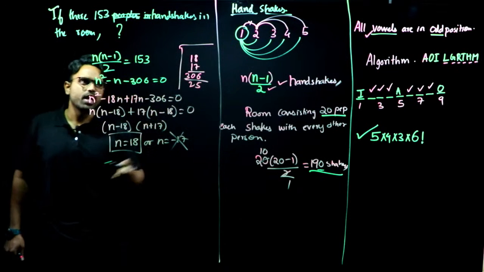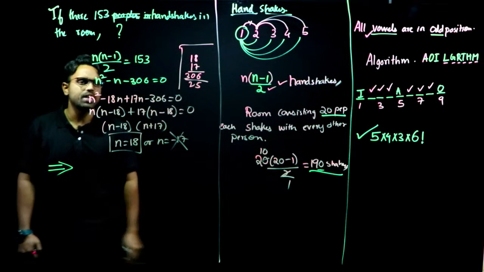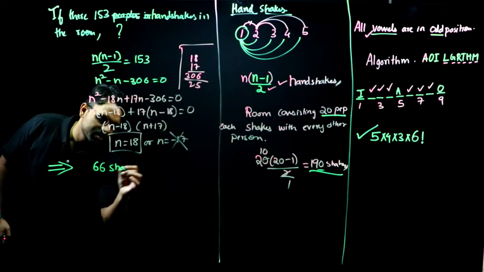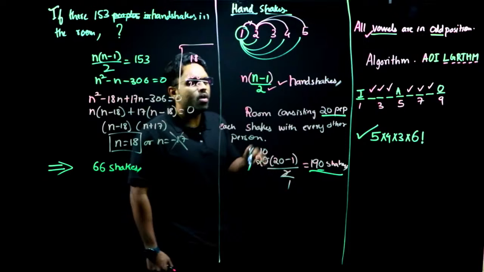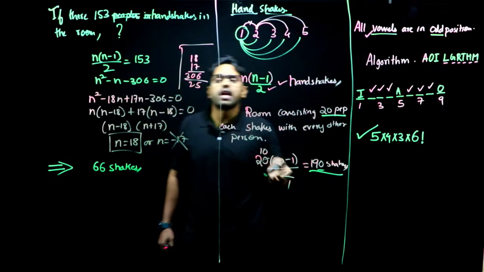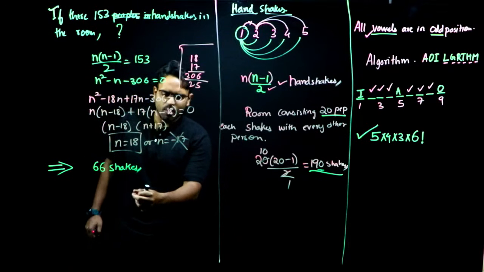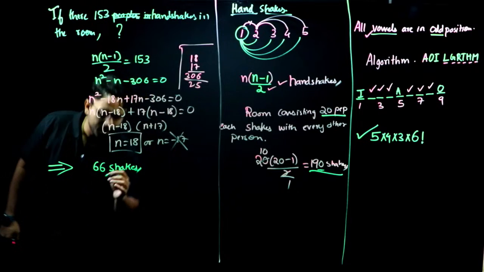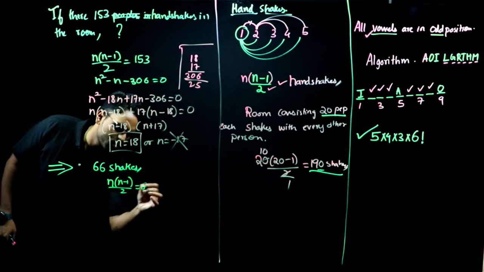Yes, everyone able to follow? Now, if I change the same question, let's say there are 66 handshakes. If there are 66 handshakes in that room where every person shakes hand with every other person, how many people are there in that room? Anyone who can answer me? What will happen? n into n minus 1 divided by 2 is equal to 66.